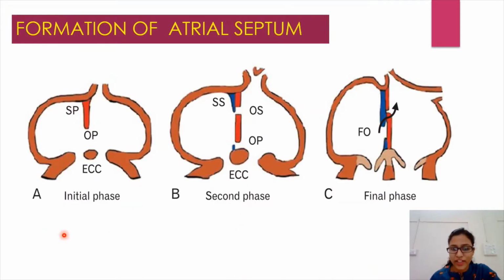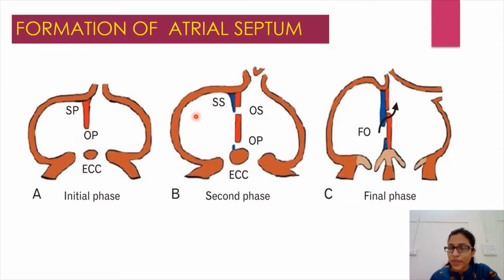Let's see the formation of the atrial septum. Here we have the fused endocardial cushion or the septum intermedium, and there is a septum primum which comes from the roof of the atrium. It comes down. As it goes down, there is an opening here that is called the ostium primum. Finally, the septum will come down and fuse with the endocardial cushion.